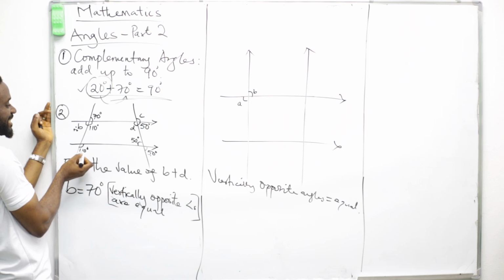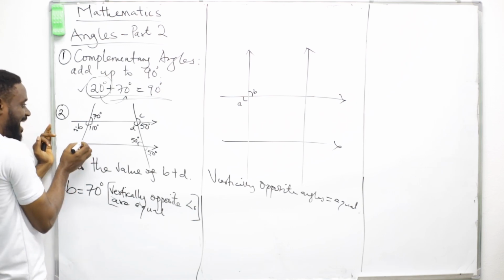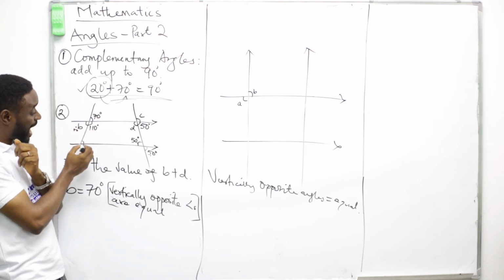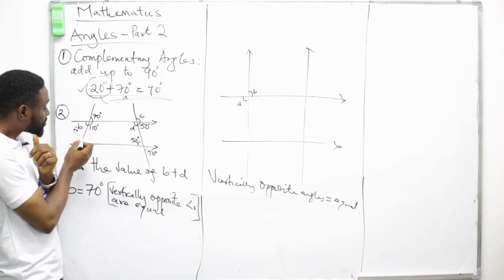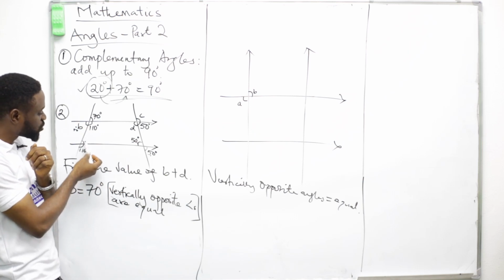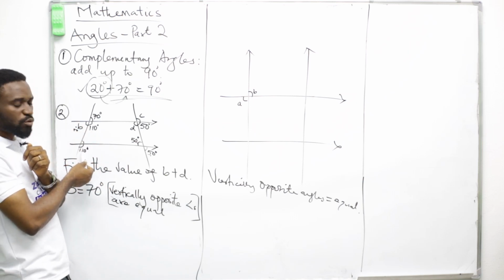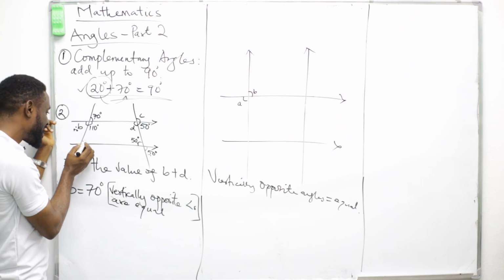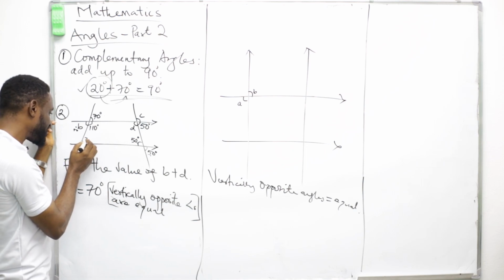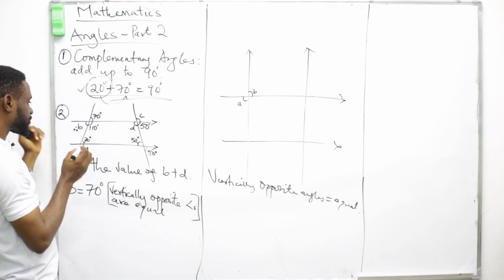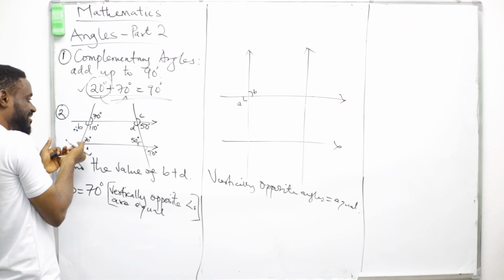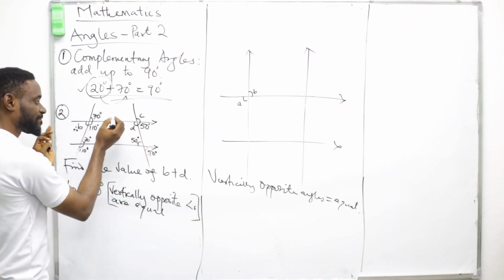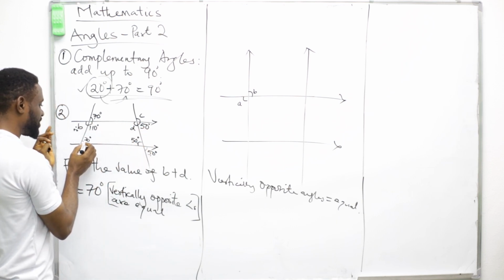So if this is 110, to get the angle here, what we simply do is 180 degrees, because adjacent angles, sum of angles on a straight line, add up to 180. So this plus this should give us 180. To get here, subtract 110 from 180. So this angle here will be 70 degrees. You see that now? So it means we have gotten the angles inside this quadrilateral. Here is 110, here is 70, here is 50.